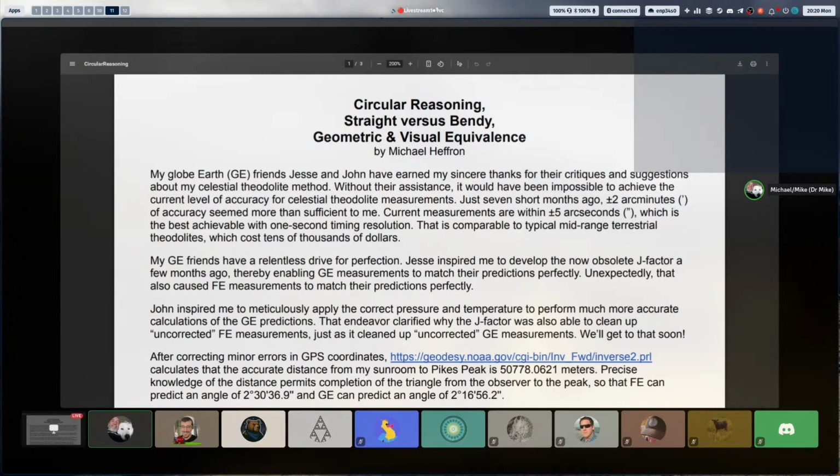Green bars are globe Earth prediction versus the occlusion time. So like for that first star, 39 Aquarii on January 27th, the globe Earth prediction was 15 seconds behind the observed occlusion. And then our flat Earth prediction was 1 second closer to the observed occlusion at 14 seconds.